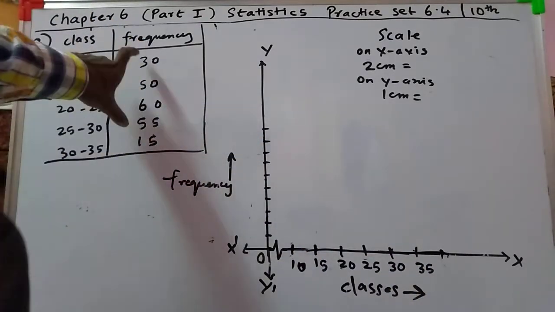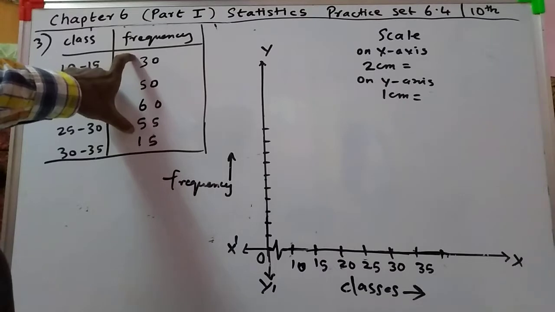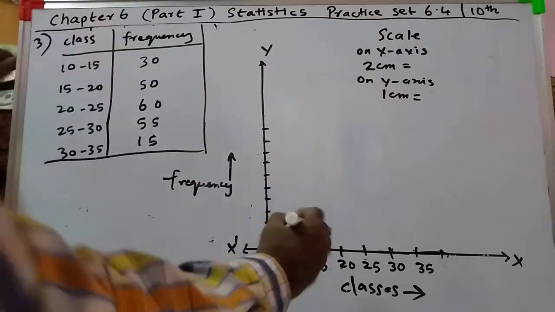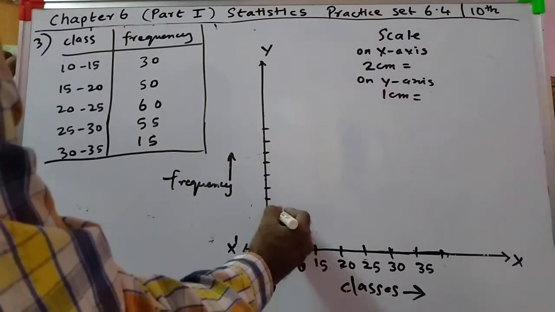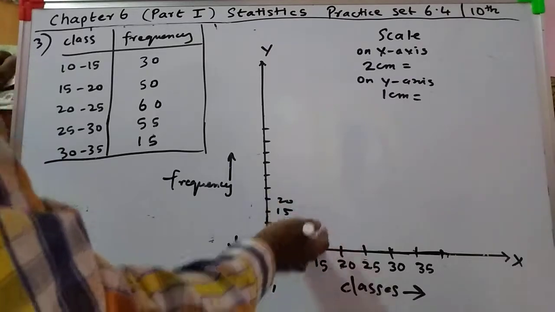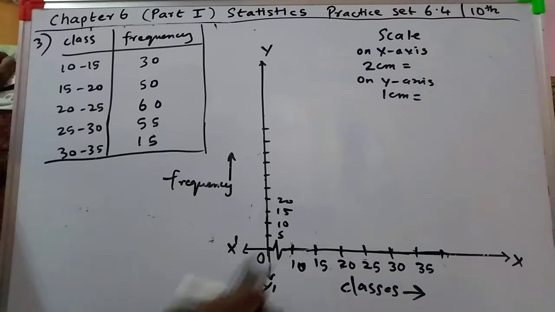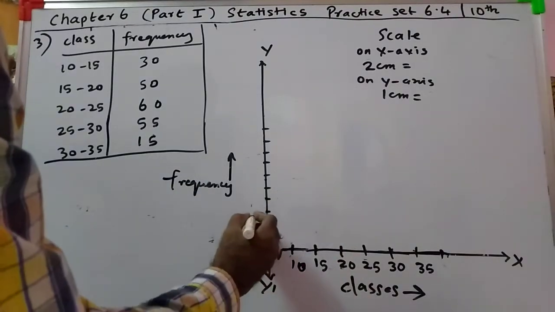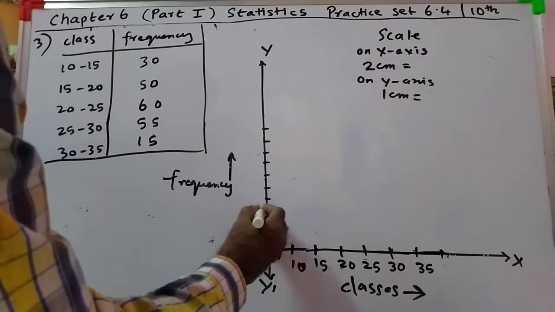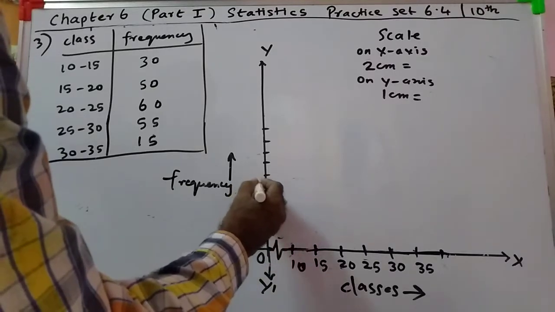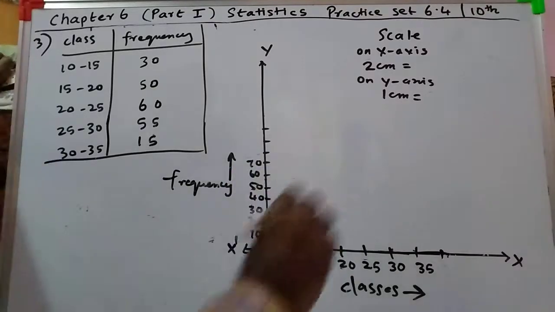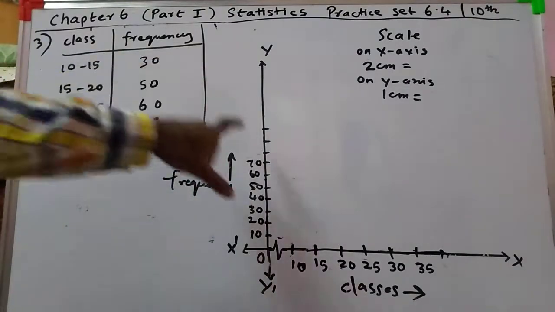Now here you can again take 10. You cannot take 5 like this. 5, 10, 15, 20 is very big. It will be very big. So we can take 10. 10, 20, 30, 40, 50, 60, 70. Okay. It is enough for this.